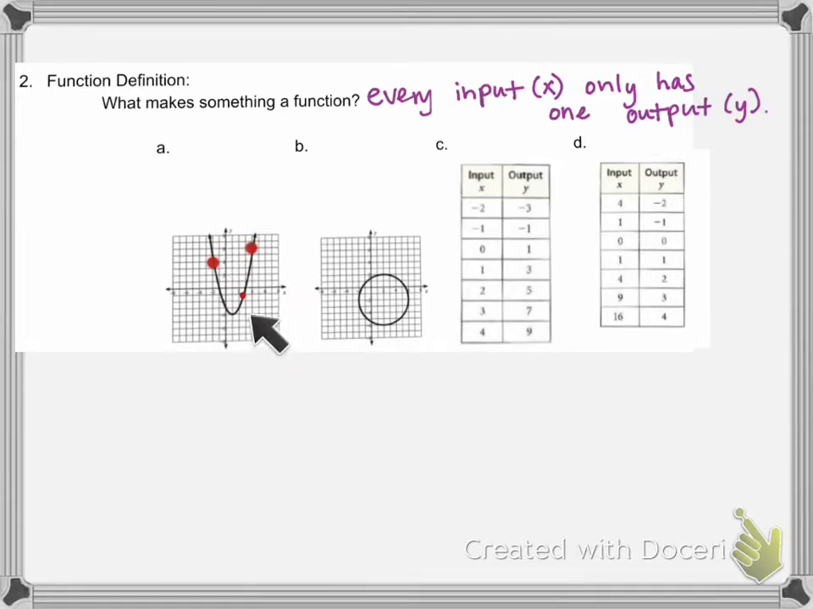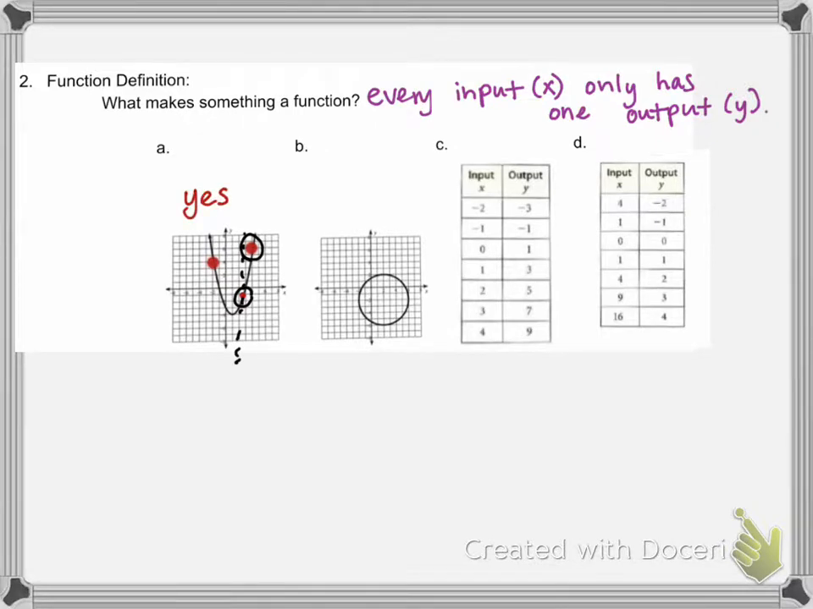There's only one dot down here if I look at +3. There's only one dot that's on this vertical line at +3. There's only one dot at +4. So because each x value on this parabola only has one y value, this is a function.